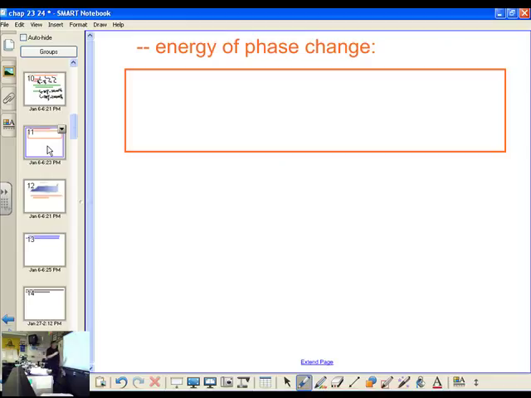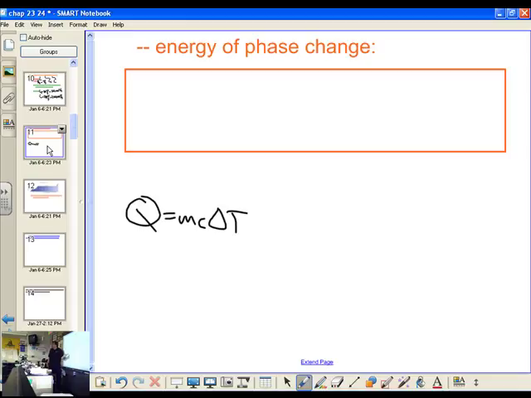How does this work for our diagram? How does this work with things? Well, remember, when I want to heat something up, I had this formula: mass of the water times specific heat times the change in temperature. Now, for phase change, would this formula work?